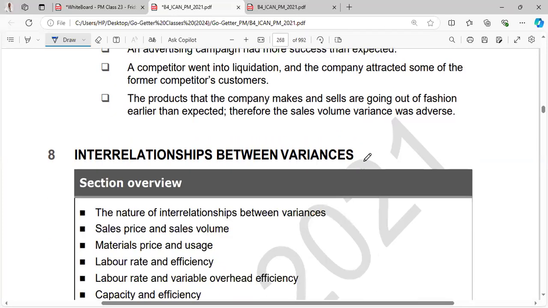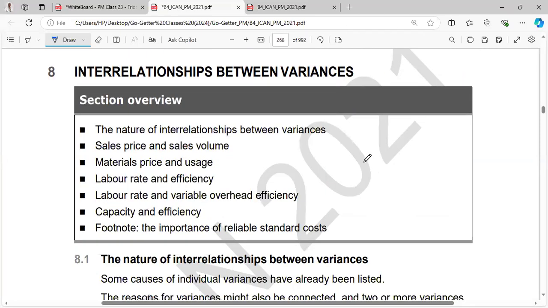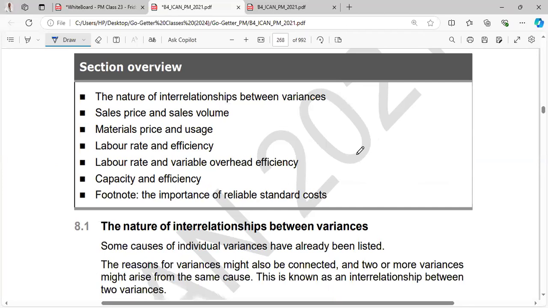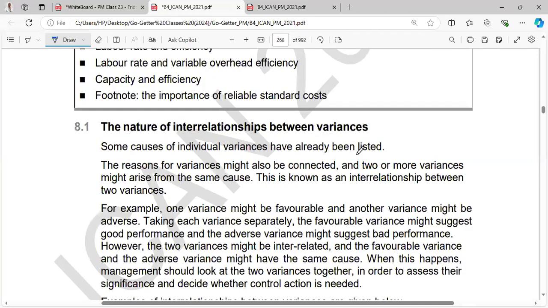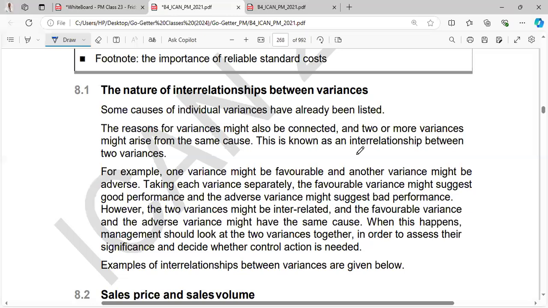Now that we've seen all of this, let us see the interrelationship between the variances. We are getting somewhere. Now we said some causes of individual variances have been listed already, and the reasons for some of the variances can be interconnected, and two or more variances may come from the same source. And so this is known as interrelationship between the variances.